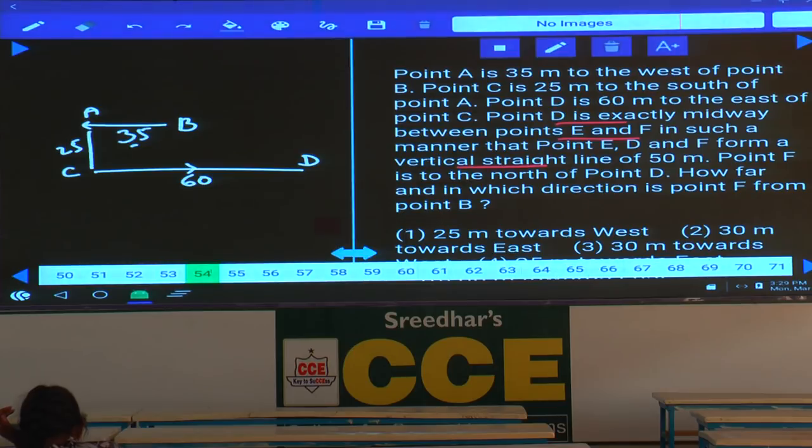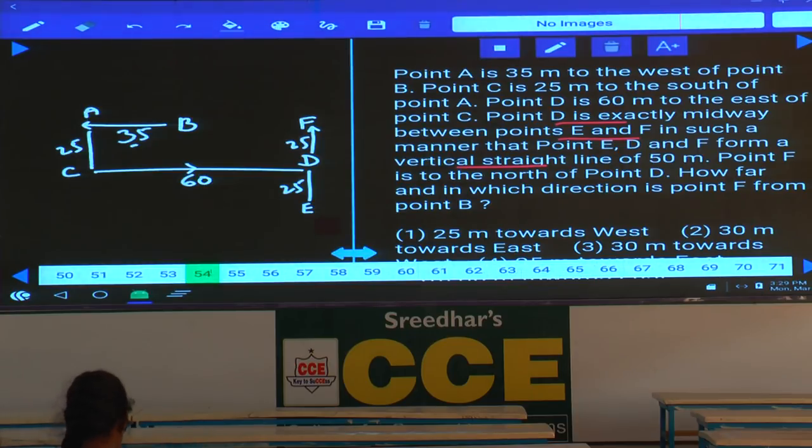Then F is to the north of D. As F is to the north of D, F is here. And the distance between these two is 25. And E will be here, and the distance is also 25. Because the total distance between E and F is 50, D is exactly midway between these two. And F is to the north of D. Now the question is about what?